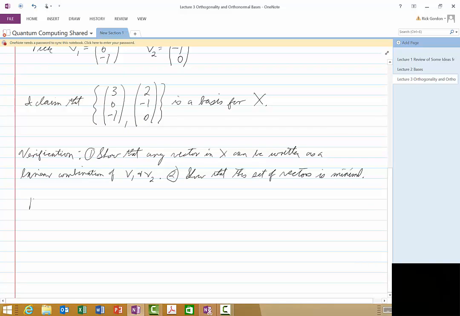Well, let's pick a general x, y, z vector in X. How do we express this vector in terms of V1 and V2?